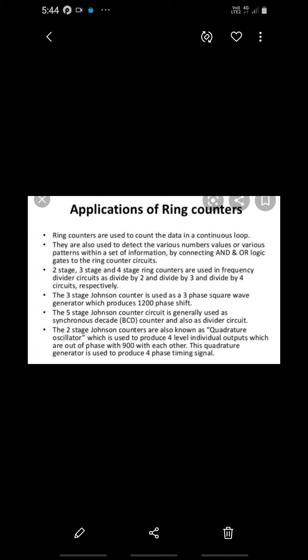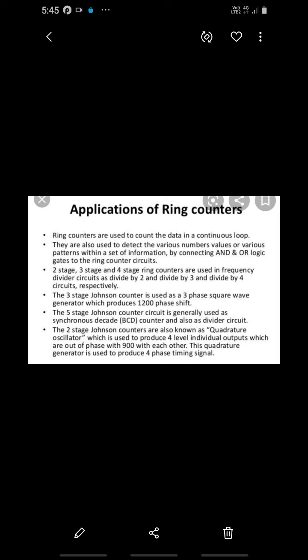The 3-stage Johnson counter is used as a 3-phase square wave generator which produces a 120 degree phase shift. The 5-stage Johnson counter circuit is generally used as a synchronous decade counter and also as a divider circuit.